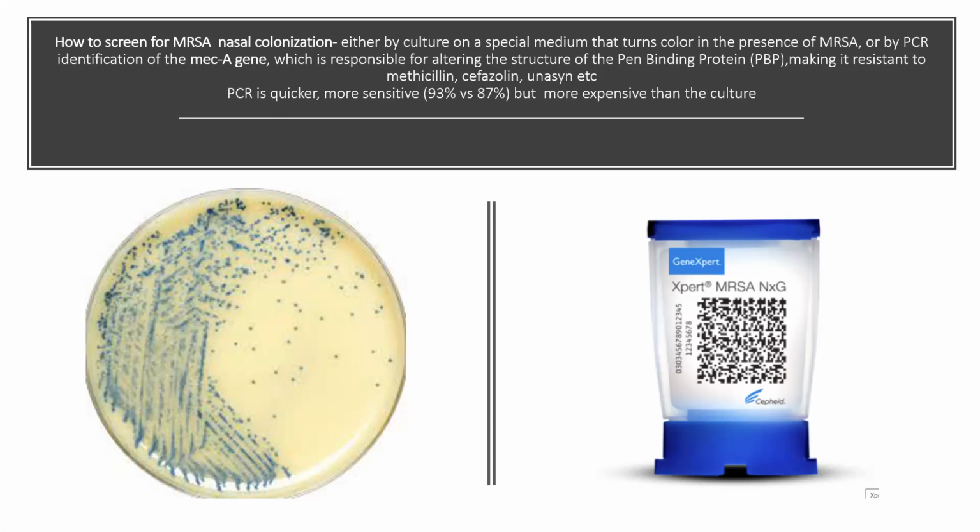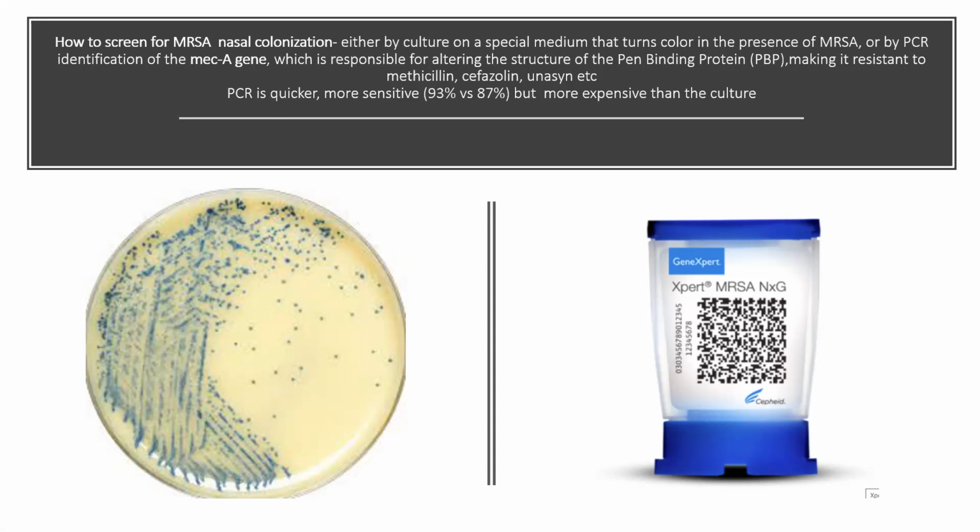The other test is the Cepheid or GeneXpert test. This is the same machine that looks for the RNA for COVID, but what it does, it finds the gene that makes that altered penicillin binding protein.